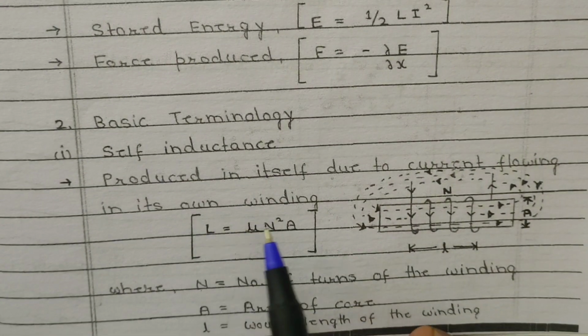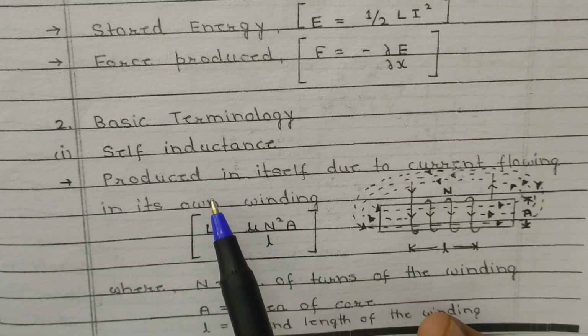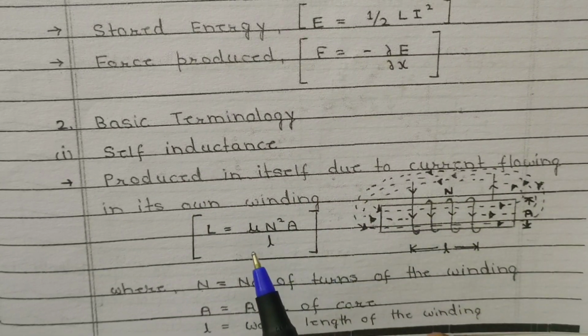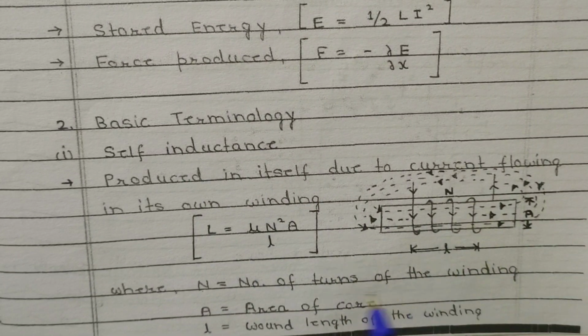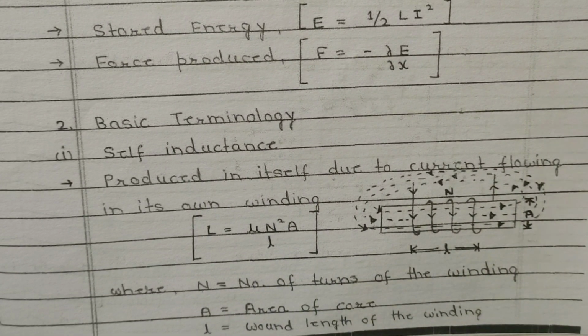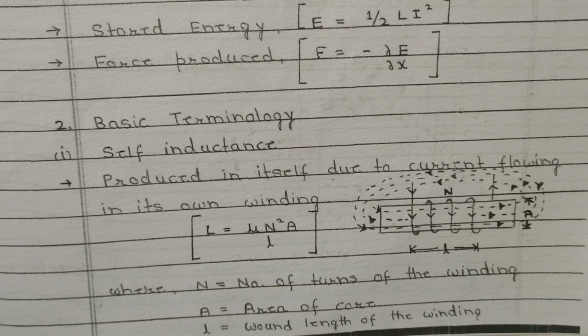Self-inductance. It is the EMF produced in a winding itself due to current flowing in its own winding. L is equal to mu n squared A divided by l. That is known as self-inductance.